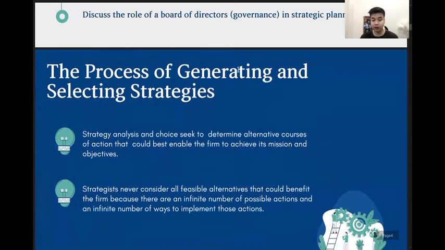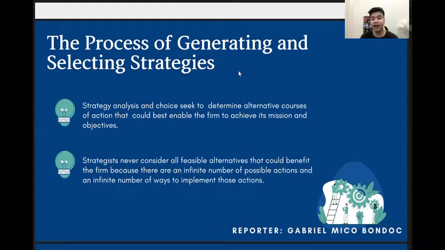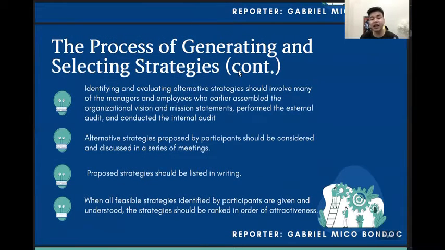Now, as for the process of generating and selecting strategies, we have six key points. Number one, strategy analysis and choice seek to determine alternative courses of action that could best enable the firm to achieve its mission and objectives. Number two, strategists never consider all feasible alternatives that could benefit the firm because there are an infinite number of possible actions, an infinite number of ways to implement those actions. So limit your alternatives as much as possible, but do not make it too limited, just the right number.